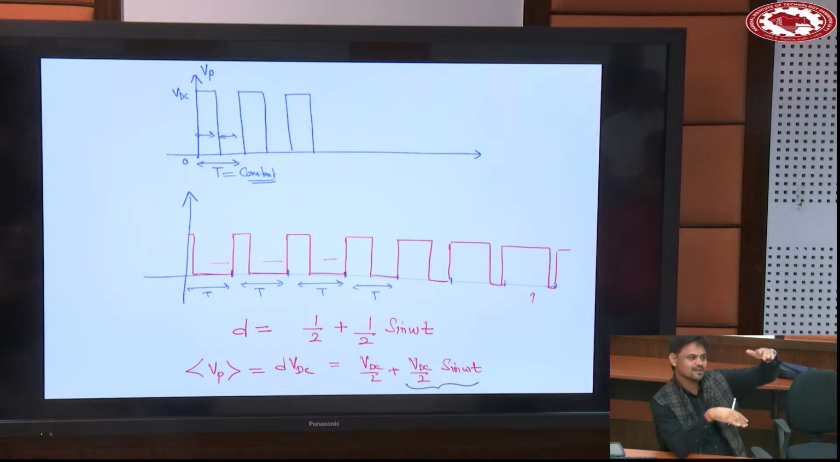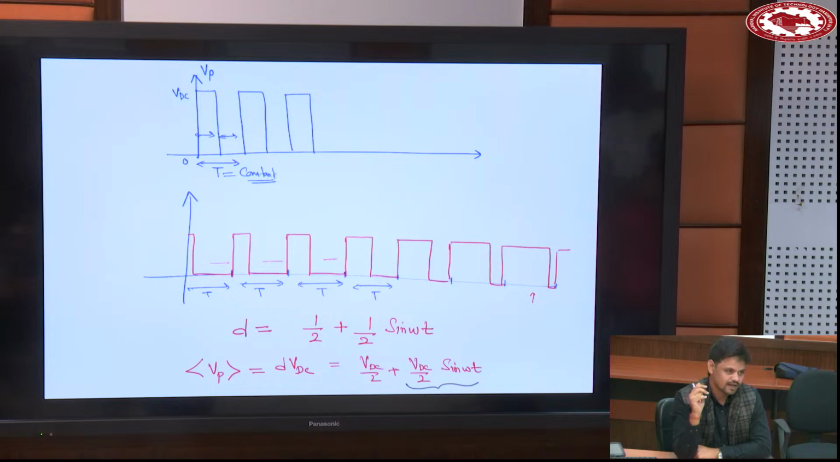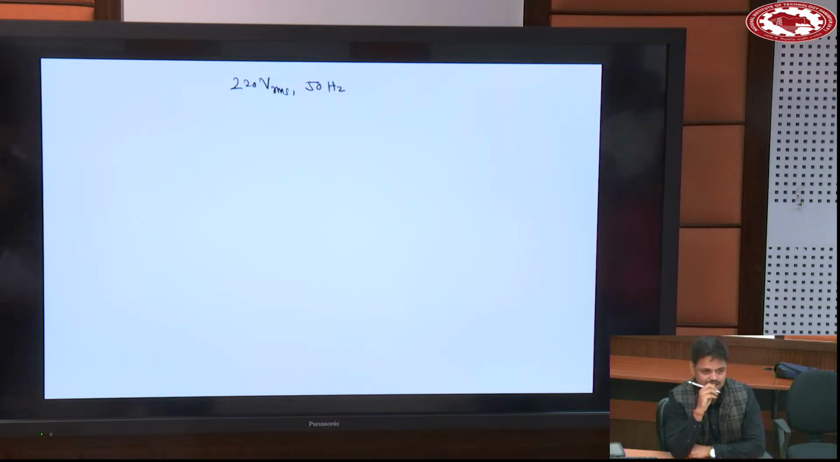So suppose you have this single phase bridge and you want to generate 220 volt AC, 50 hertz, then how much DC voltage do you require? 240 volt? Let me listen to my question. What do you want? 220 volt RMS, 50 hertz. What will be the minimum value of VDC? Will 240 DC work?